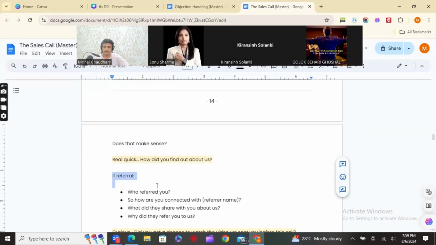So you can target the thing that is already working. So if that person has found you from Facebook, then you will have to focus more on Facebook. So this is for your tracking of who referred you.